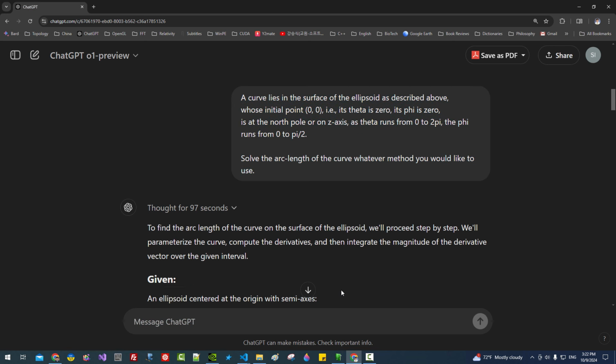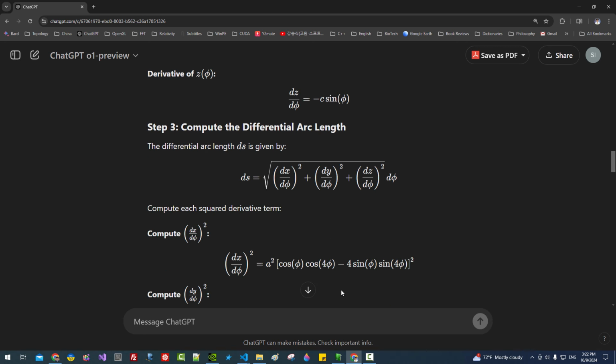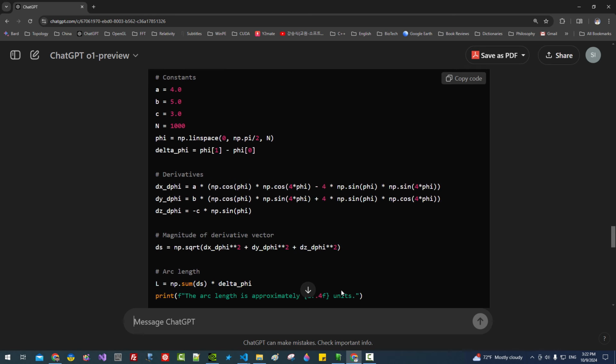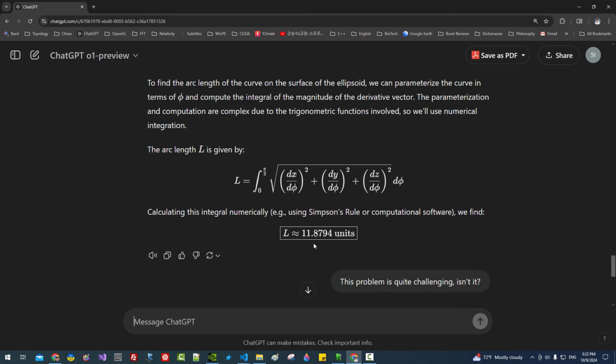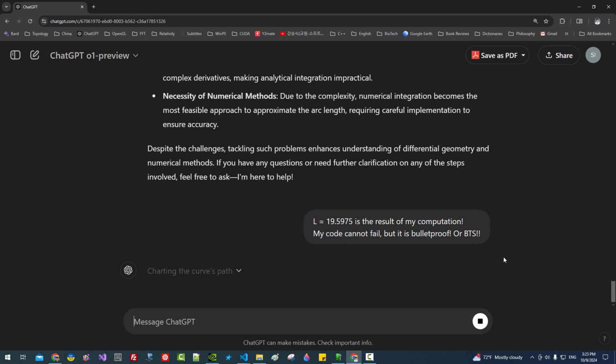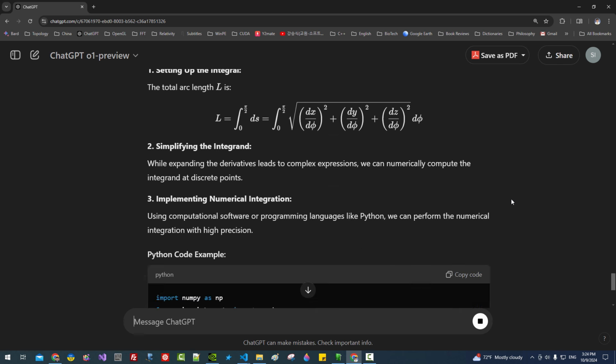Now we can compare with ChatGPT's answer. ChatGPT says the answer is 11.8794. This is the result of my computation. My code cannot fail because it is bulletproof. It takes very long. It is examining. Very, very long. So let's see what ChatGPT says.